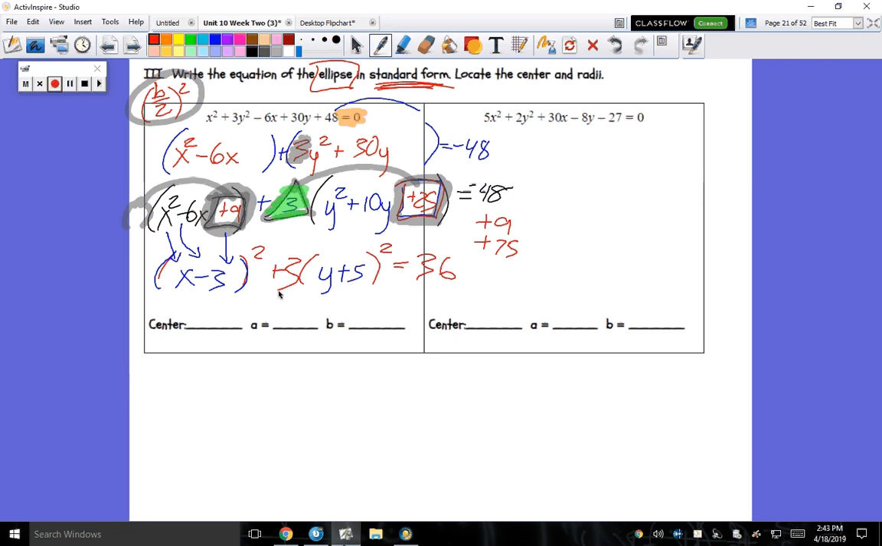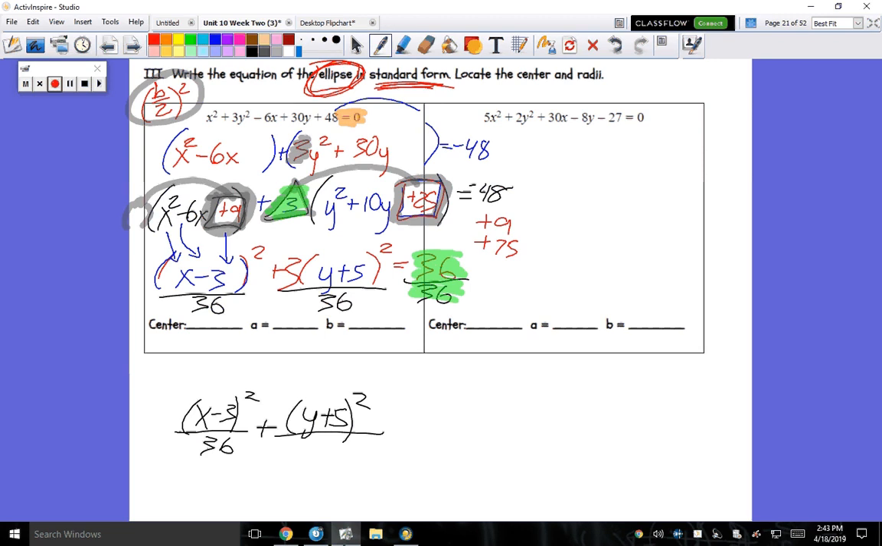Now, an ellipse, like we learned last time, what is it always going to be set equal to? An ellipse, and today you're going to learn a hyperbola. They're always set equal to what number? 1. So I need to divide everything by this 36, because my goal is to get this to equal 1. Then it's in the ellipse in standard form. So I have x minus 3 squared over 36 plus y plus 5 squared over 12 is equal to 1.